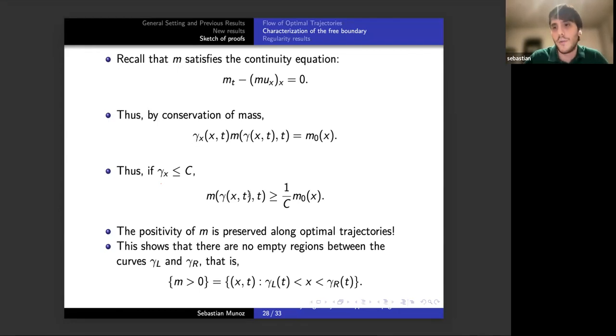This is just a taste of, or rather a very basic explanation of, why this analysis of the Lagrangian perspective and this elliptic equation satisfied by gamma can be useful to study the free boundary. Of course, there's much more to be said.